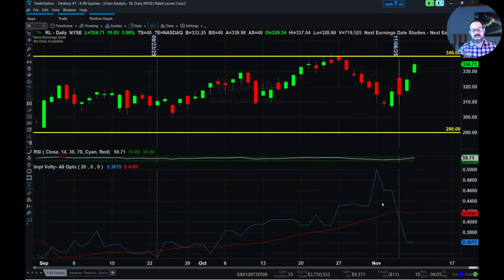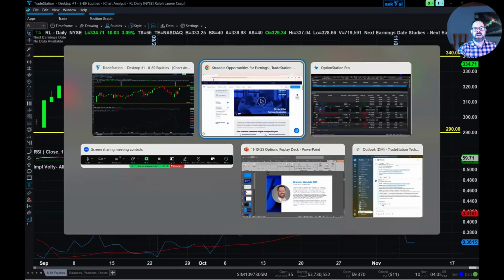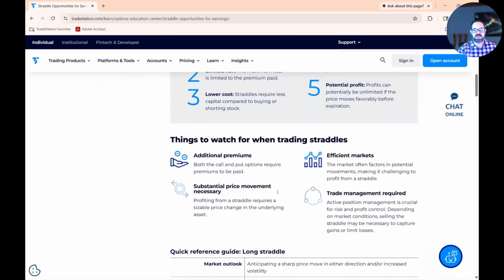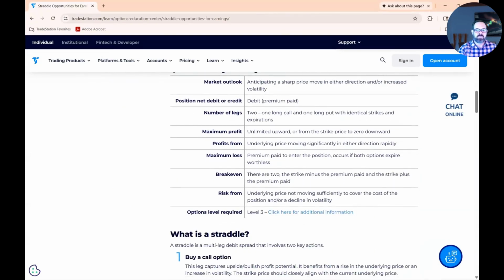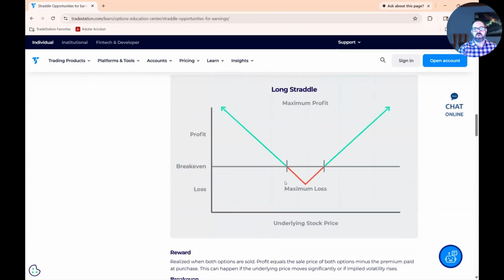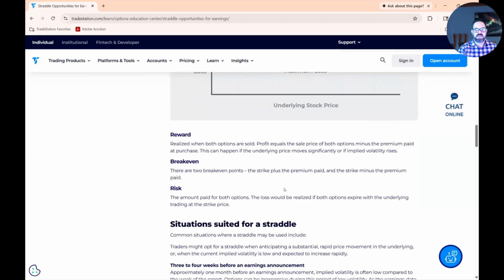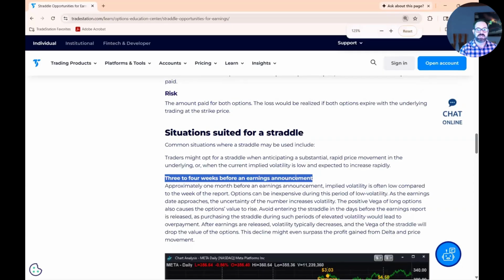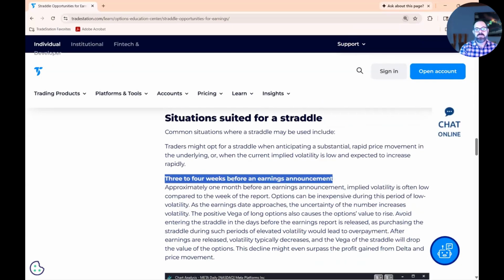And you can see, based on the strategy that was, again, in the options education center, when you go into that, they talk about the straddles and when to possibly look at those. And if you're not familiar, it's just simply buying two options, one call, one put. And your reward is if prices move far enough away. But right here is interesting. You want to take a look at your opportunities and possibly trade these straddles or strangles maybe 3 to 4 weeks before an earnings announcement.